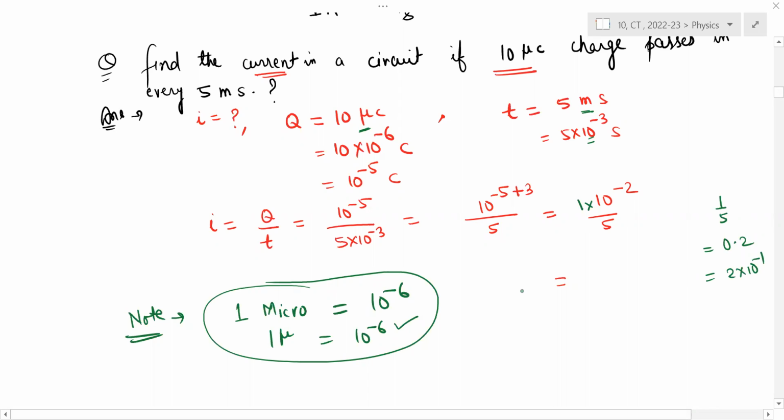Yes or no, beta? Sir, can you repeat once? 10 raised to minus 2 by 5, how is it coming? 2 into 10 raised to minus 3. That was the confusion, right? So 1 by 5 will be 2 into 10 raised to minus 1, and with 10 raised to minus 2.